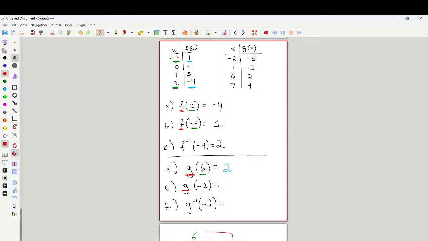G again. This time we'll give it -2. So we look, that's the input. What's the output going to be? There we go. What's the answer for G inverse of -2? 1. And we're going to summarize it.